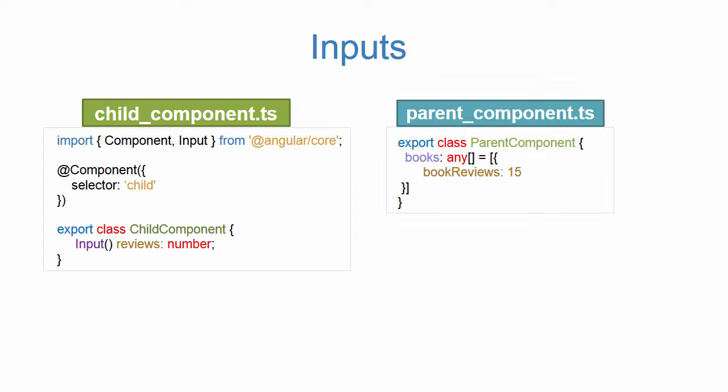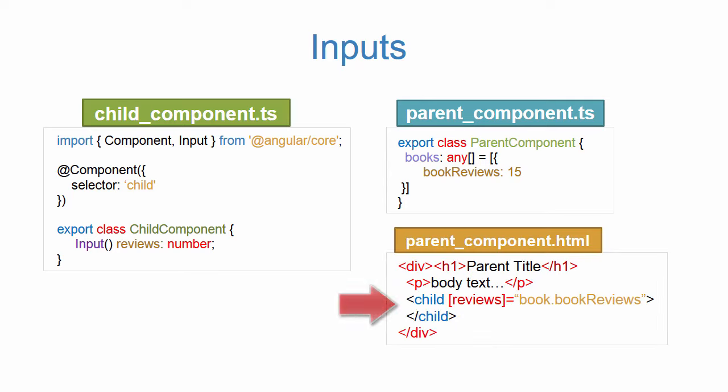In our current application, we're displaying the number of book reviews in our template using book.bookReviews, and the property in our class looks like this. Now the way that we're able to gain reference to book reviews in our child component is by creating a binding inside of our child selector.